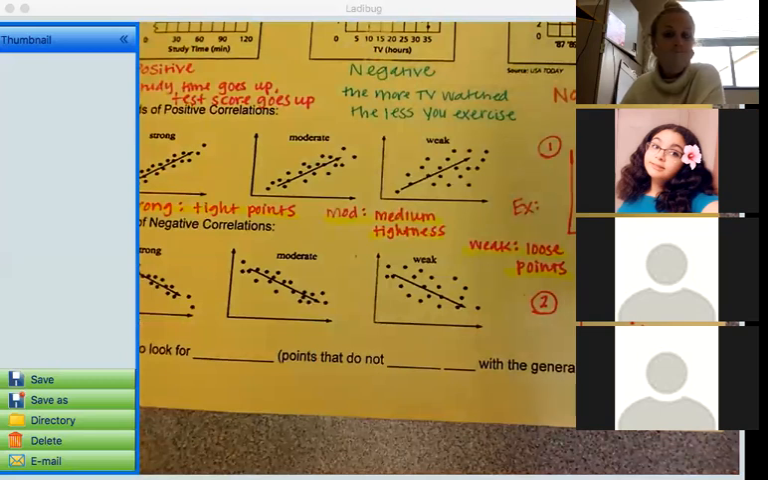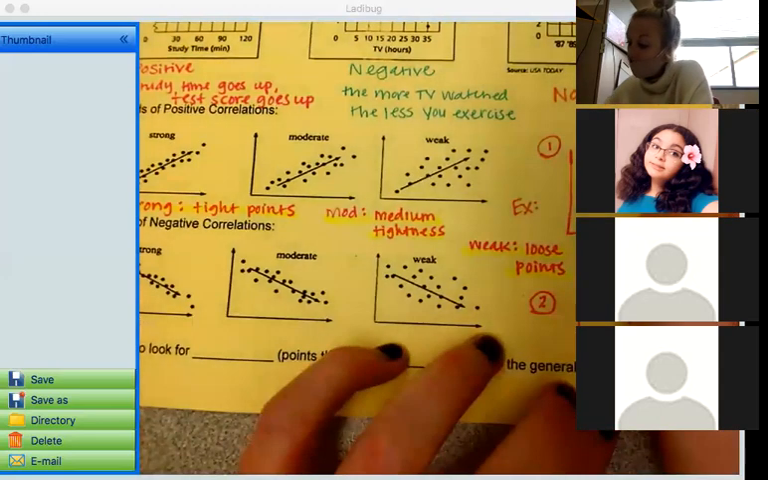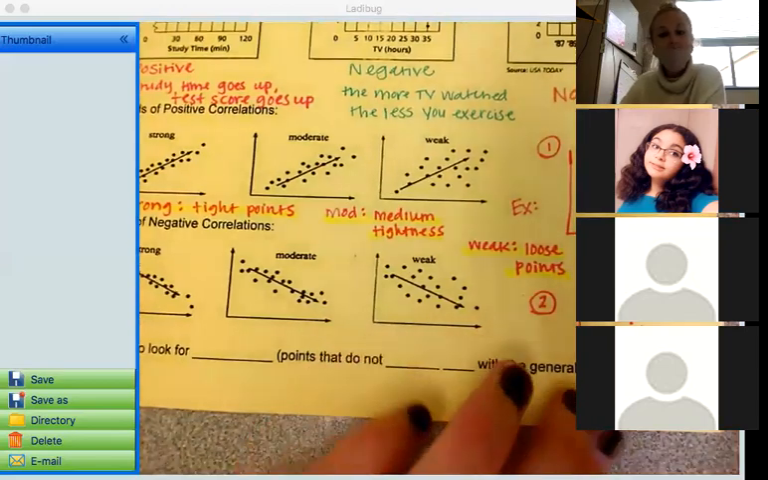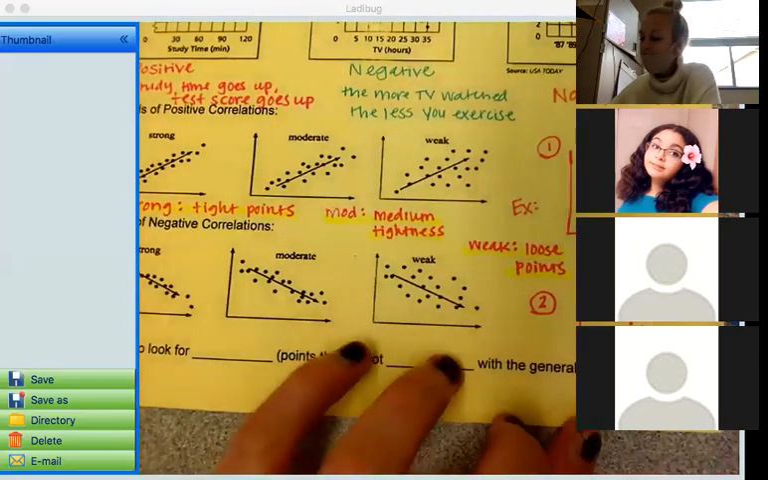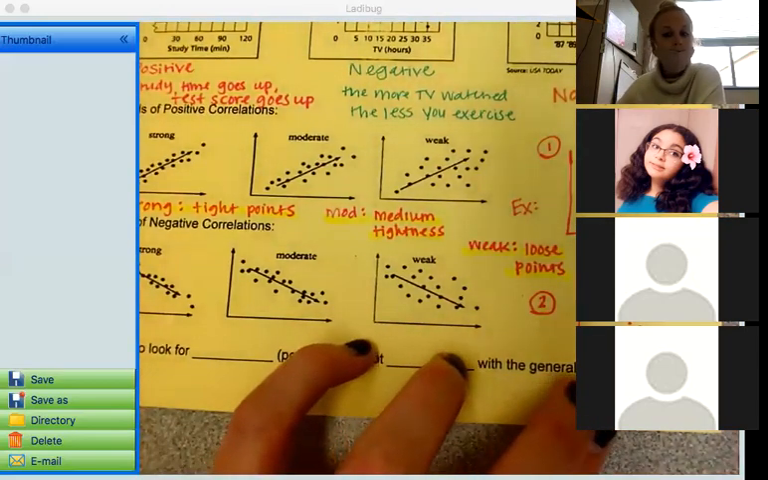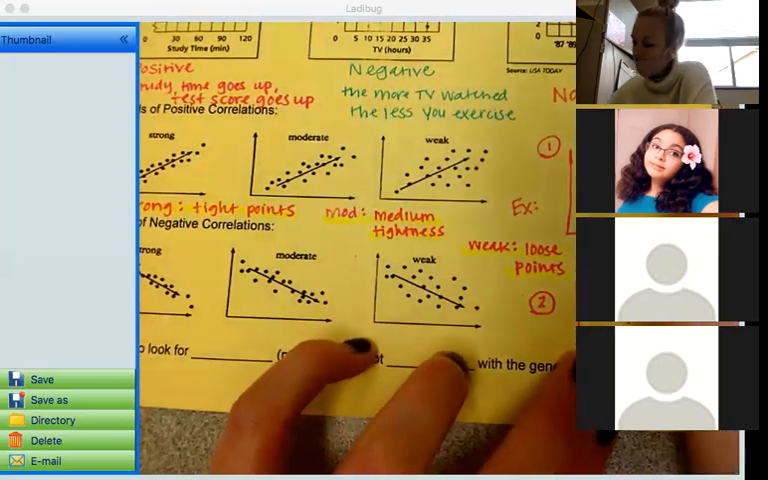What about number two? What's the direction? Good. It's going down. So he said negative. And then what kind of points do you have here? Strong, moderate, or weak? Strong. So this is a negative, strong relationship.